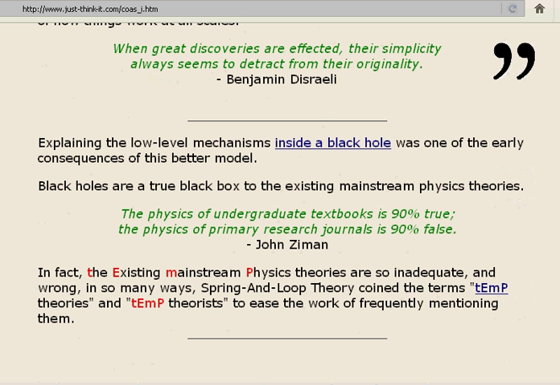John Ziman. In fact, the existing mainstream physics theories are so inadequate and wrong in so many ways, Spring and Loop Theory coined the terms temp theories and temp theorists to ease the work of frequently mentioning them.